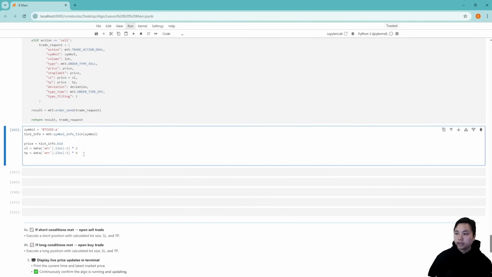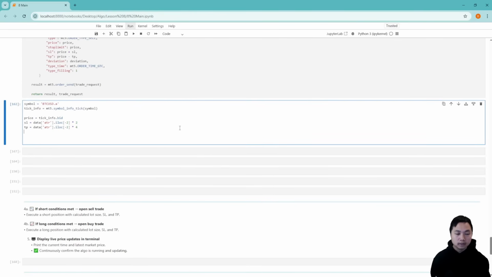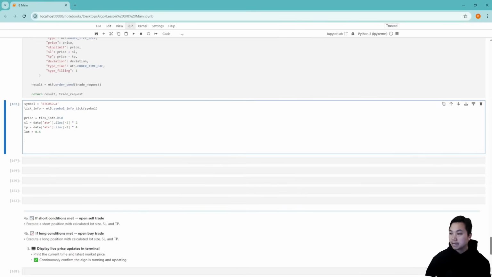And then similarly, we are using the ATR to set up our take profit. And this is times 4, that's another multiplier, which gives us roughly a 2 to 1 reward to risk ratio. And this multiplier can be adjusted, and it depends on our strategy needs. And then we define the lot. Here we just define it as 0.5 for the time being. But in the future, we definitely can calculate it dynamically based on our risk in dollar amount.